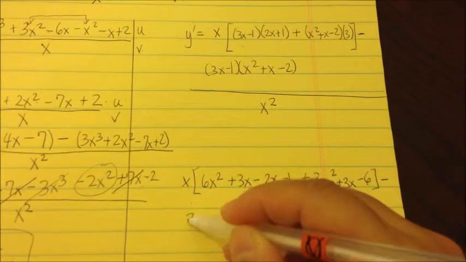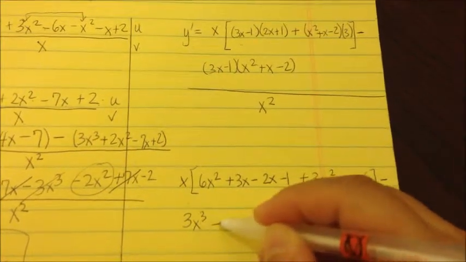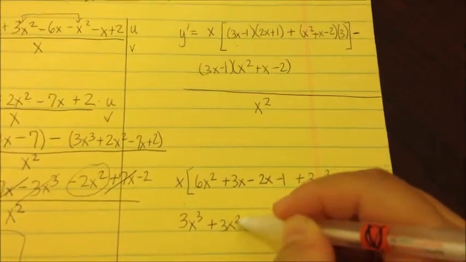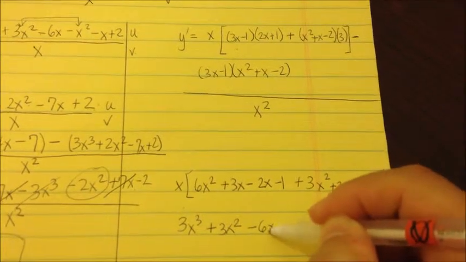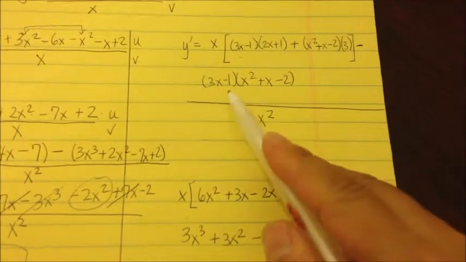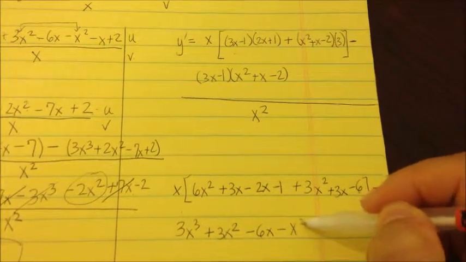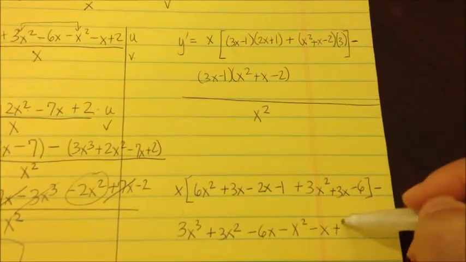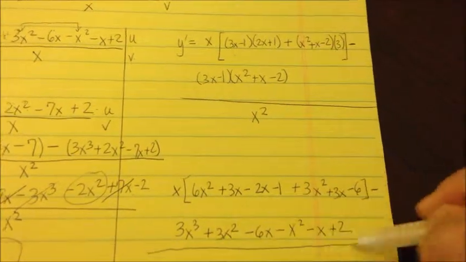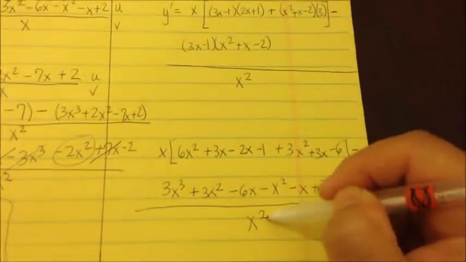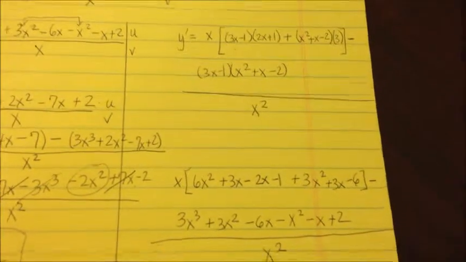So that's going to give us 3x cubed plus 3x squared minus 6x. And then I have the negative 1, I need to distribute now each one. So negative 1x squared, negative x plus 2. So again, this is all in the numerator still, all over x squared right there. Okay, so let's go ahead and clean this up.